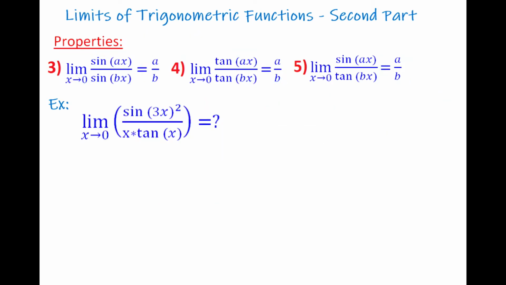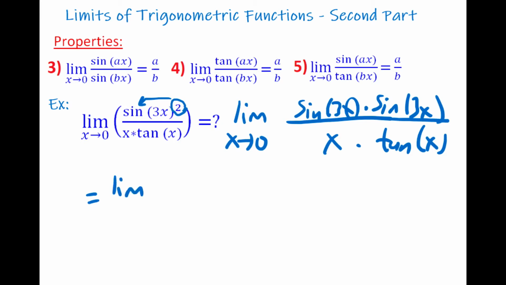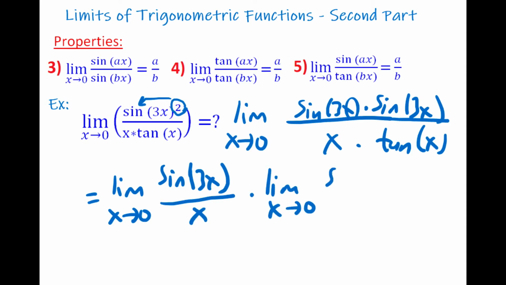And this is our next question, and it says limit when x goes to 0, what is the value of sine of 3x squared divided by x times tangent x? Here, that square is the degree of sine, guys. So we can write this expression as limit when x goes to 0, sine 3x times sine 3x divided by x times tangent x, guys. And in the next step, what we can do is limit when x goes to 0, sine of 3x divided by x times limit when x goes to 0, we can write sine 3x divided by tangent x.